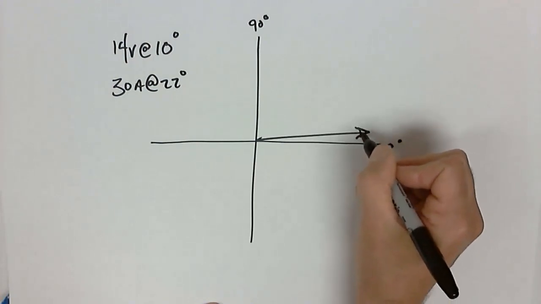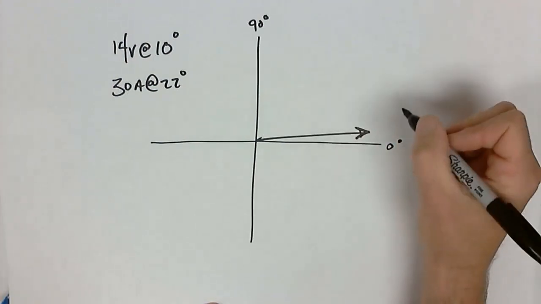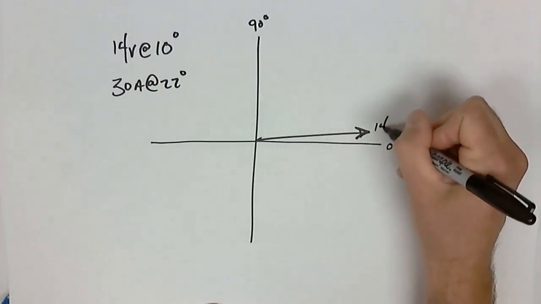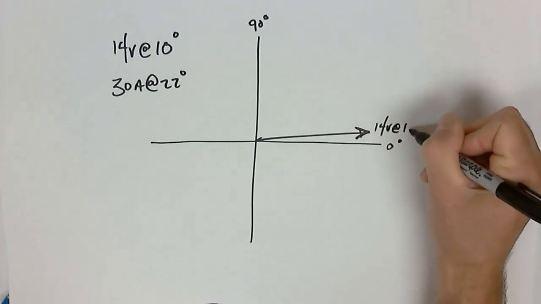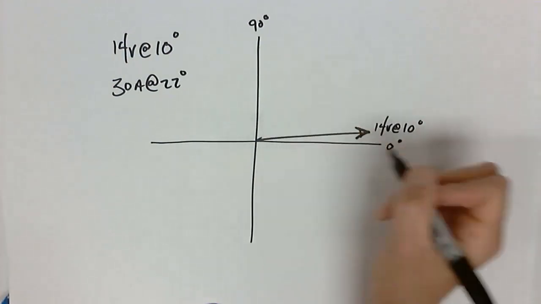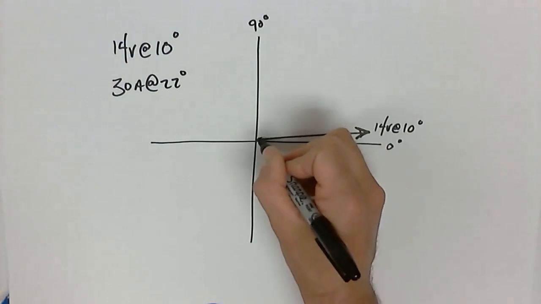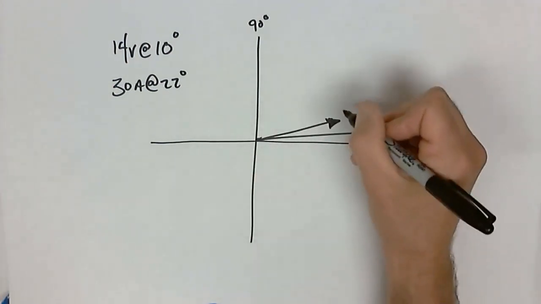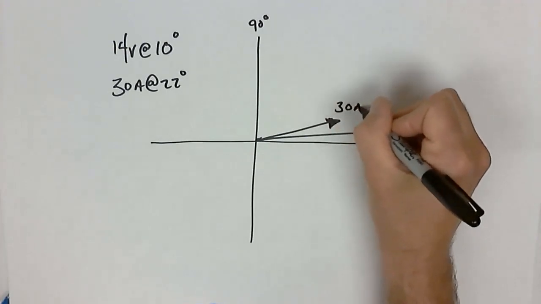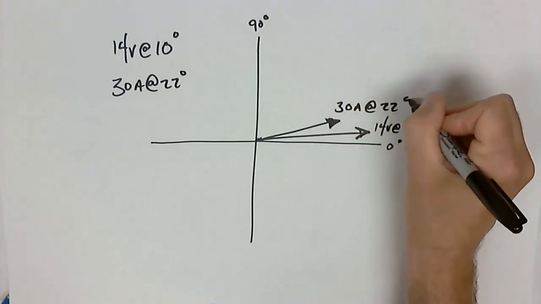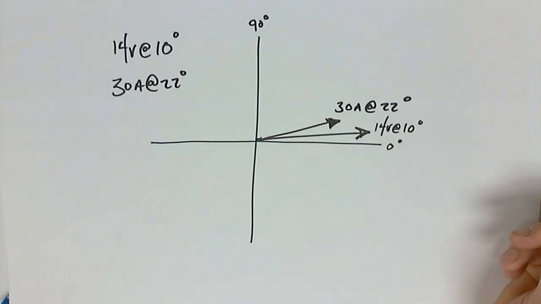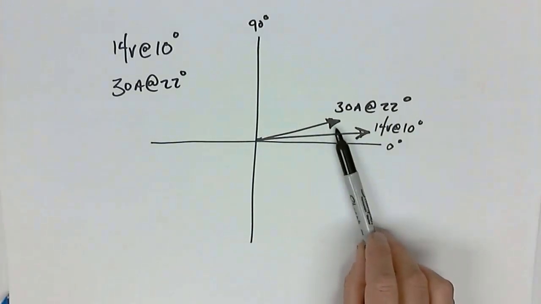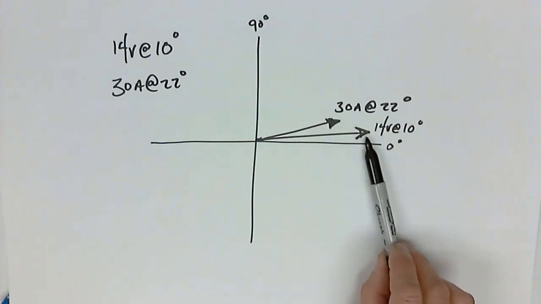I'm going to do it with an open arrow. So that would be 14 volts at 10 degrees. And then I have another one over here, and that's at 22 degrees. And this one is 30 amps at 22 degrees. Now, how accurate is that? Not very accurate.